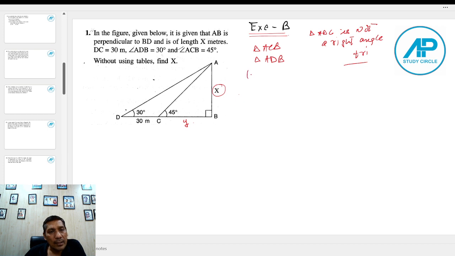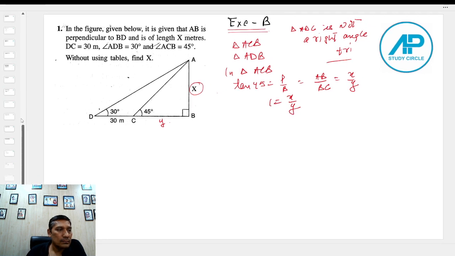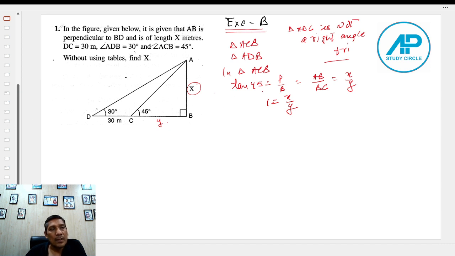Now always remember, we should always use this smaller triangle ACB and find the value, and this is x upon y. So 1 equals x upon y. I hope you understand this. So that gives me x equals y out of this.